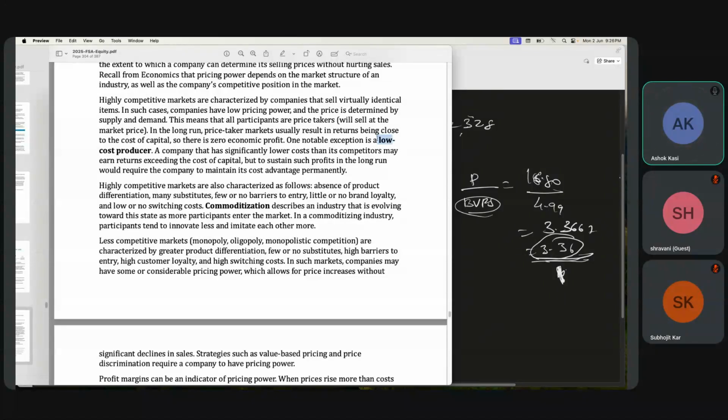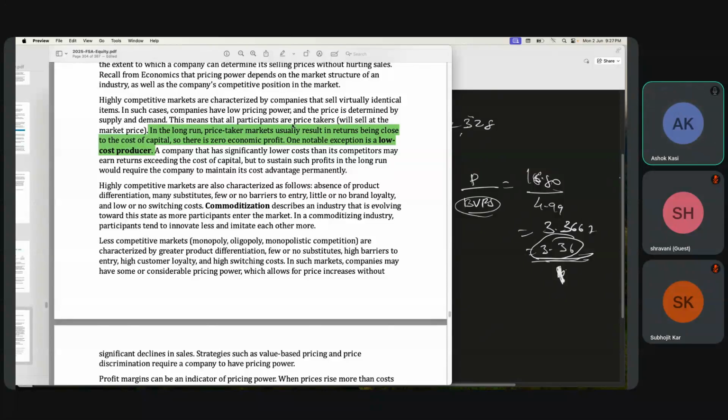Low cost producer. One notable exception is a low cost producer. Zero economic profit, in the long run, price taker. This is part of economics. Now they have added here: in the long run, price taker markets usually result in returns being close to the cost of capital, so there is zero economic profit. One notable exception is low cost producer. What does this mean? Price taker market.